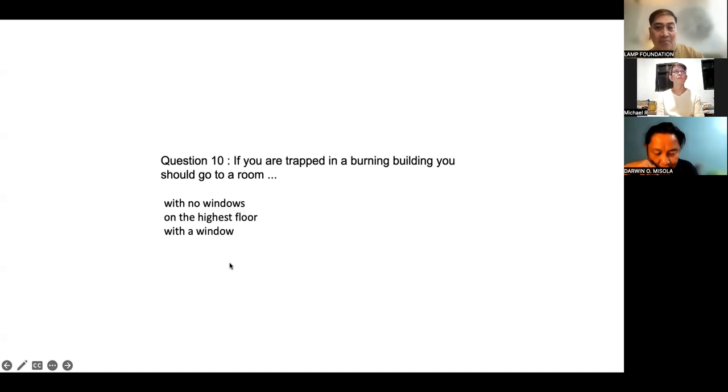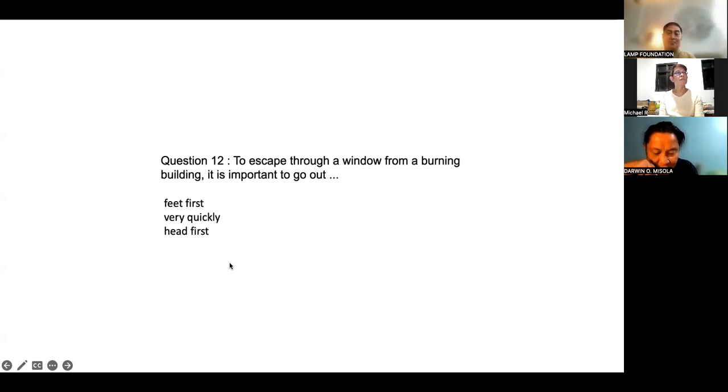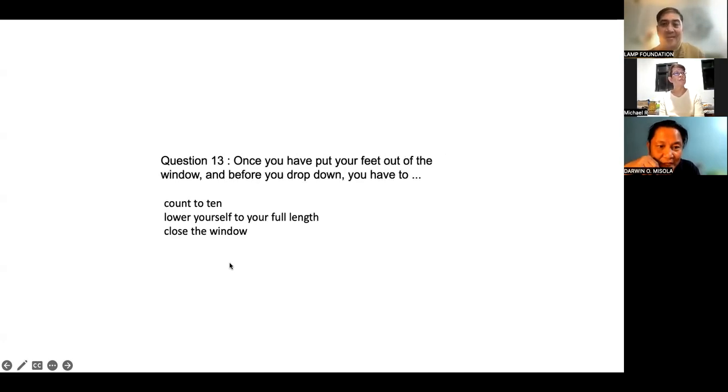If you are trapped in a burning building, you should go to a room with windows. Yes. Once in a room with a window, you will need to close the door and block black smoke from coming in. To escape through a window from a burning building, it is important to go out feet first. Once you have put your feet out of the window and before you drop down, you have to lower yourself to full length.